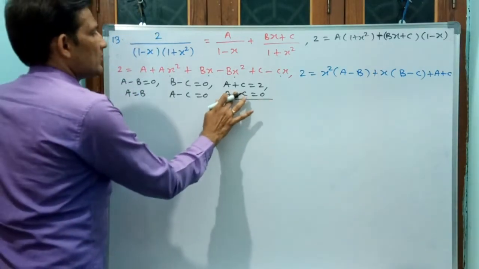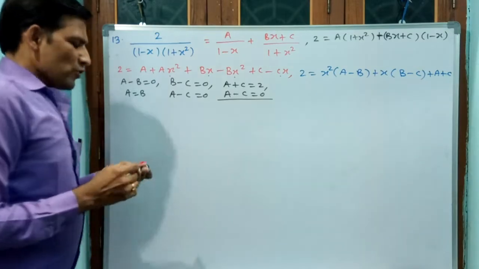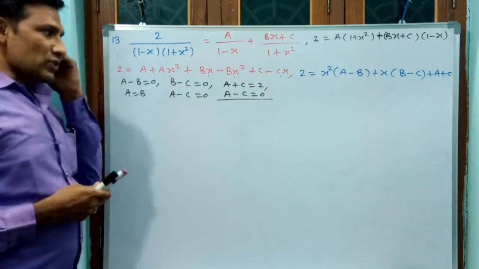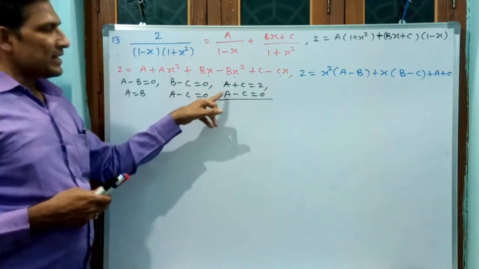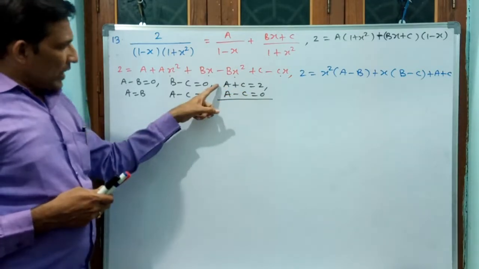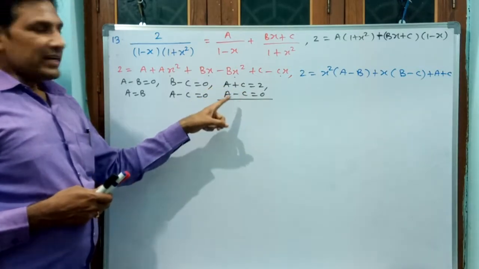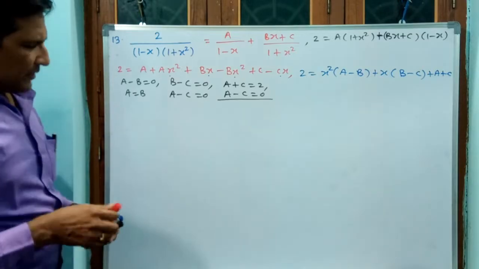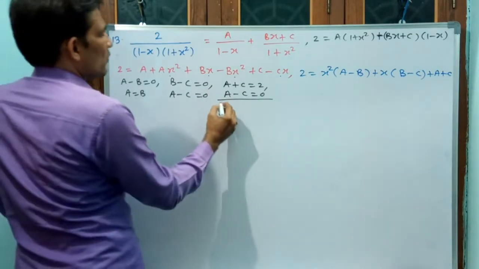Sorry, a minus c is equal to 0. See, you can do addition or subtraction. If you subtract, then a is going to get cancelled and the c value will come. If you add, c is going to get cancelled and the a value will come. Both are okay.